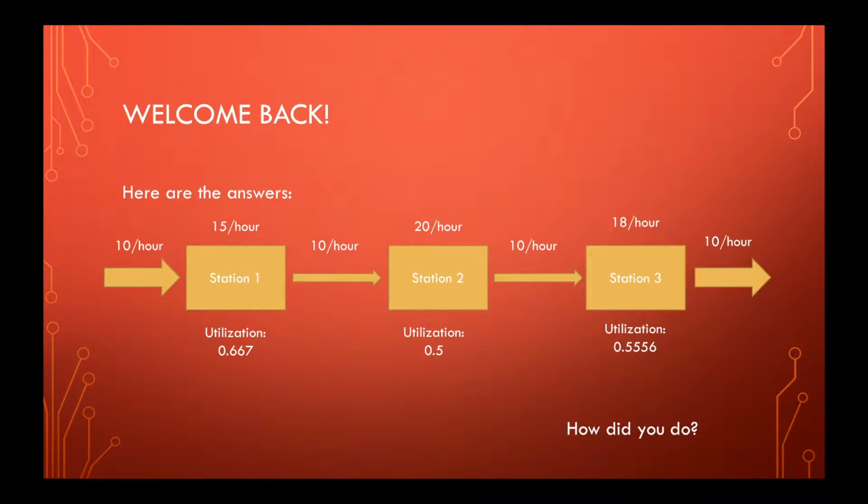Then for station 3, the arrival rate to station 3 is 10 parts per hour over a processing rate of 18 per hour, which means that our utilization will be 0.5556. And because there's 18 an hour processed at station 3 and only 10 an hour arrive, we know that all 10 are going to be processed in 1 hour. So here is a good point to once again pause the video if you got any answers wrong here, and to check and see how you did from your answers compared to the correct answers for this system.